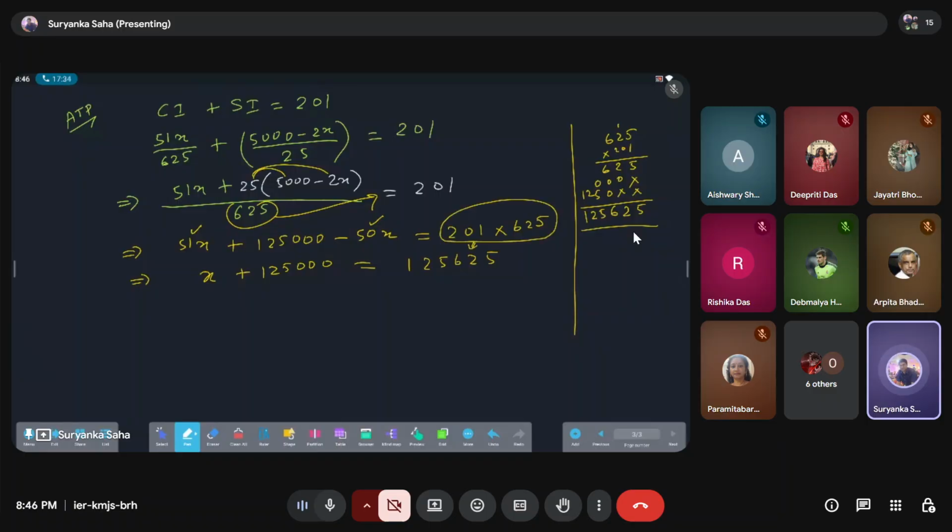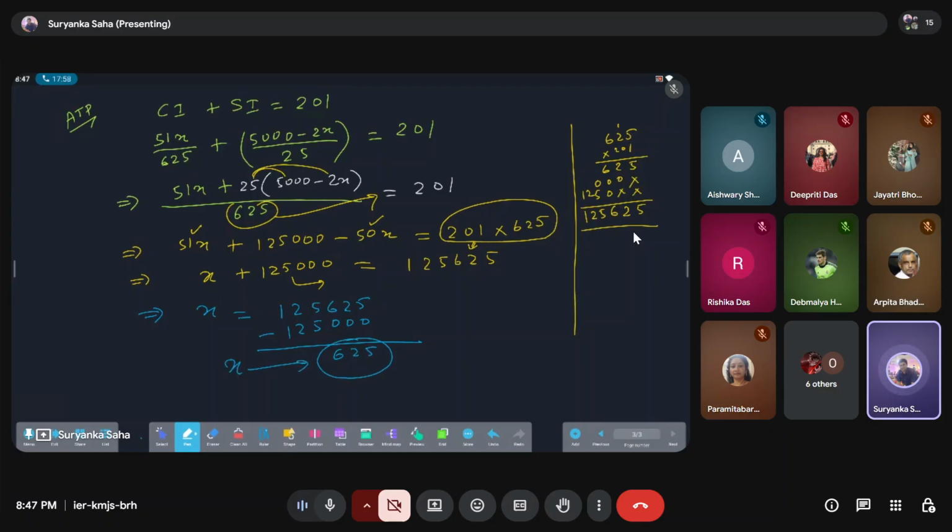So if you push this to the right side, the value of x will come out to be 125625 minus 125000. So it will be basically 625. Now don't write it as the answer. This is the value of x. Please remember, this is the value of x.